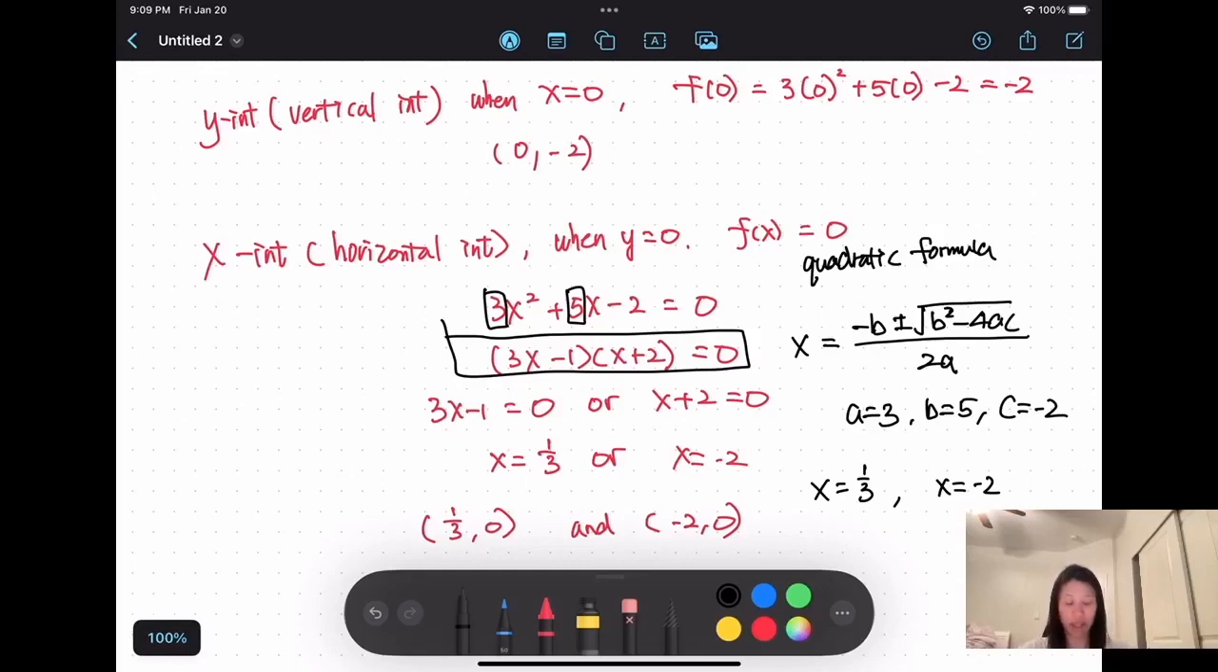So either way, you can either factor it or use the quadratic formula. They're both correct. Okay, I would like to do another application problem before we wrap up this section.